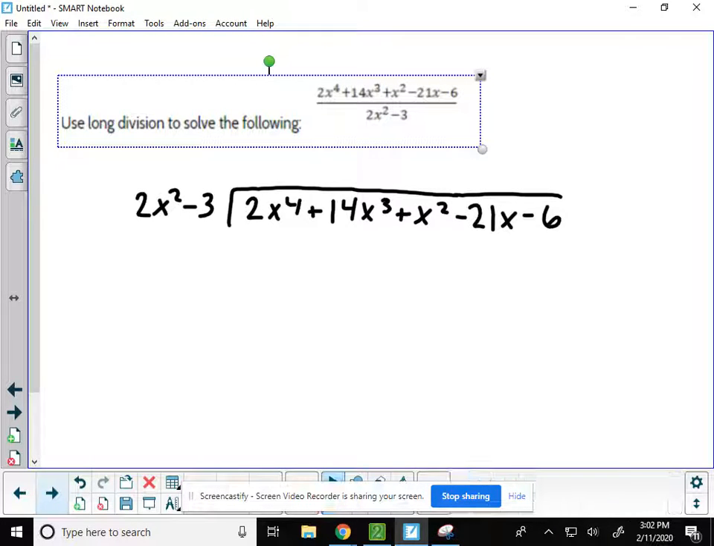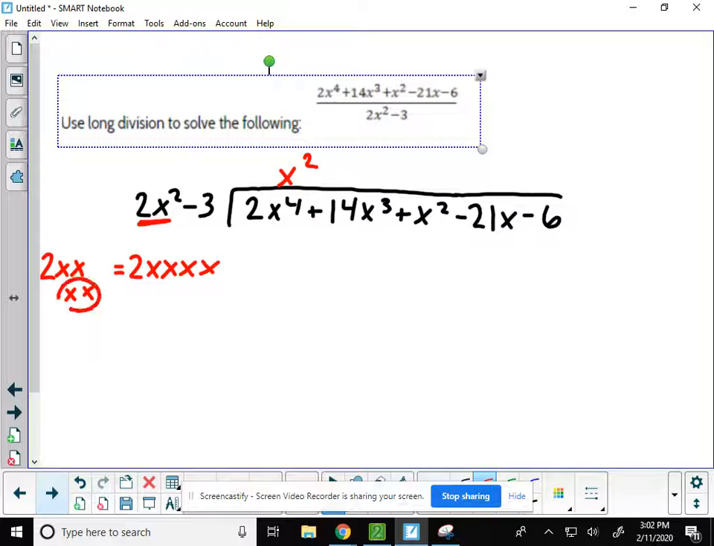Okay, so we're saying what times this outside 2x squared is going to give me 2x to the fourth. So if you need to keep writing it, I have 2x. I'm trying to get 2x, x, x, x. So what am I missing? Well, I'm missing xx. So I need x squared, because those are the two x's we were missing. So I'm going to multiply this to both pieces and get 2x to the fourth minus 3x squared.